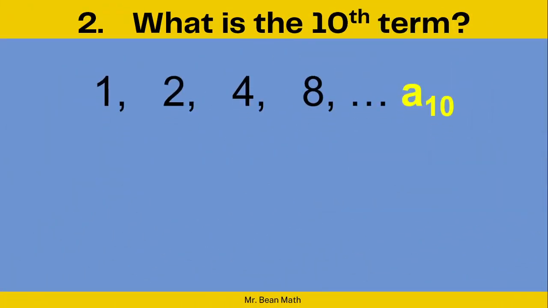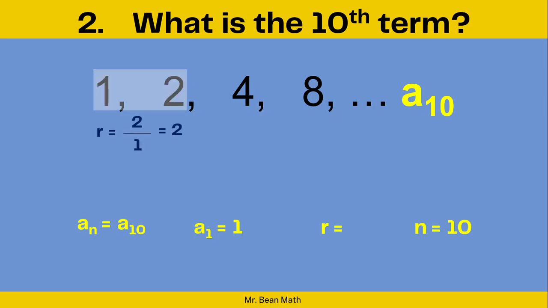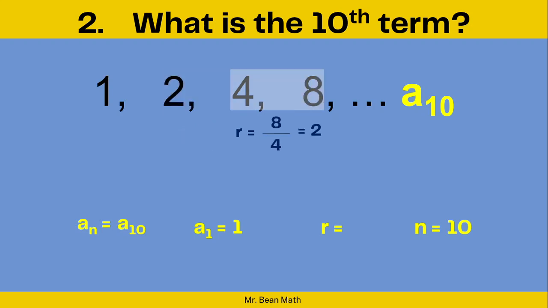Find the 10th term of the sequence 1, 2, 4, 8, and so on. a sub n is equal to a sub 10, a sub 1 is equal to 1, and n is equal to 10. Now, let's find the common ratio. 2 divided by 1 is equal to 2, 4 divided by 2 is equal to 2, and 8 divided by 4 is equal to 2. So the common ratio is 2.